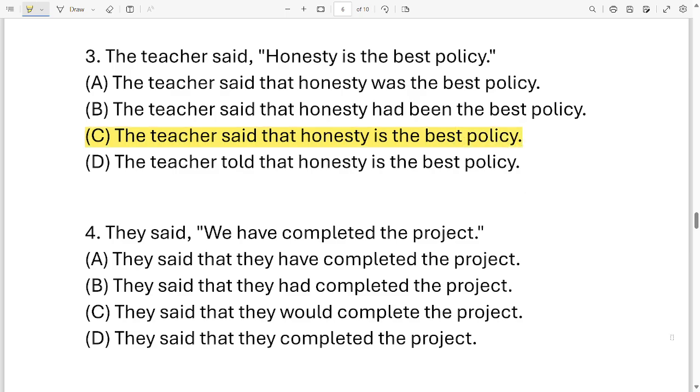Next question. They said, we have completed the project. Options are, they said that they have completed the project. Next, they said that they had completed the project. Next, they said that they would complete the project. And the last, they said that they completed the project. These are the four options. Which one is correct? It is option B. They said that they had completed the project.